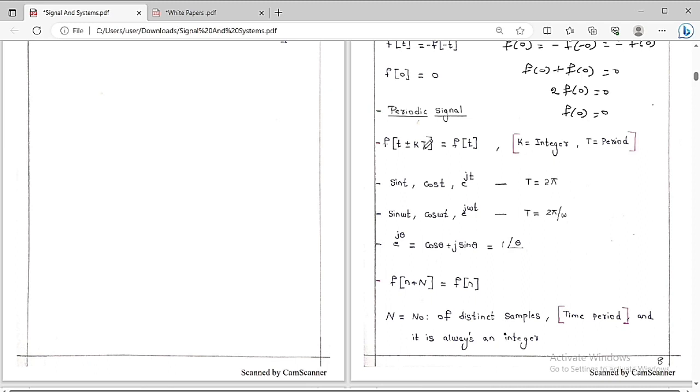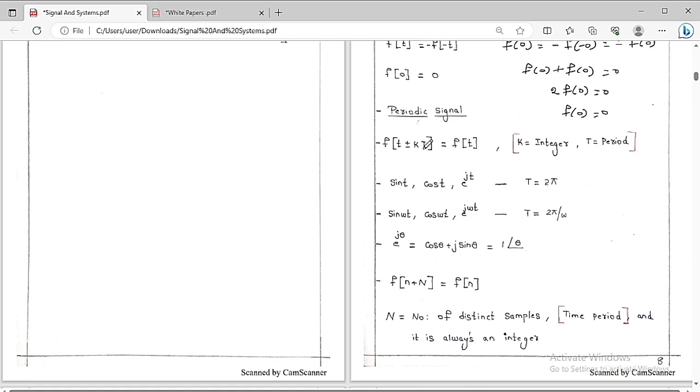So f of t plus or minus kT is equal to f of t, where k is an integer and T is the time period of the signal. So this concept you always have to keep in mind. Therefore we can say a signal is said to be a periodic signal when it repeats its waveform after a certain time period. So what is the general representation? f of t plus or minus kT is equal to f of t, where k is an integer, plus or minus 1, plus or minus 2, and T is the time period.